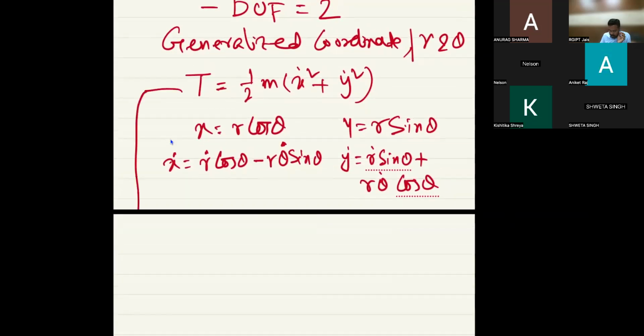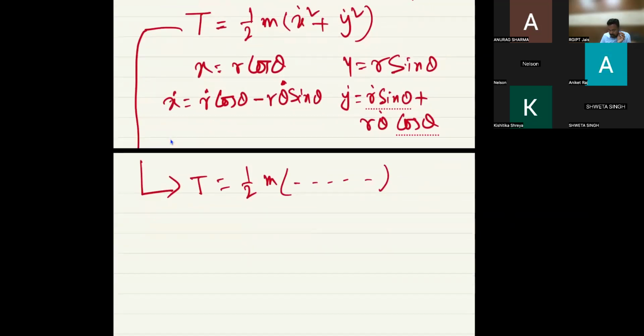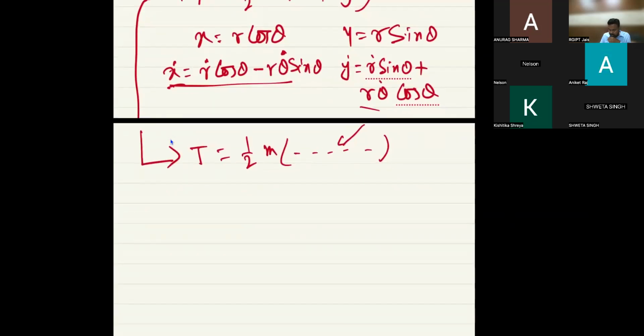Then you can replace x dot and y dot here. Half m, you put these values of x dot and y dot here. And then the final expression that we will get should be equal to half m (r dot square plus r square theta dot square). This will be the kinetic energy in plane polar coordinates.